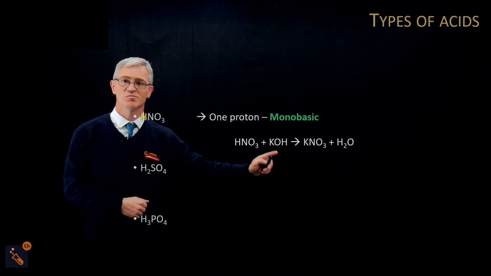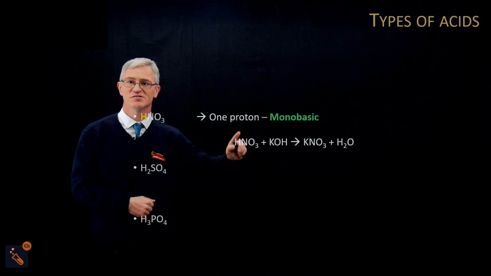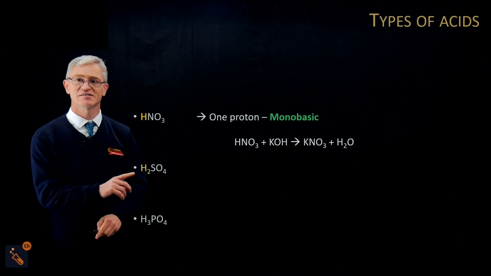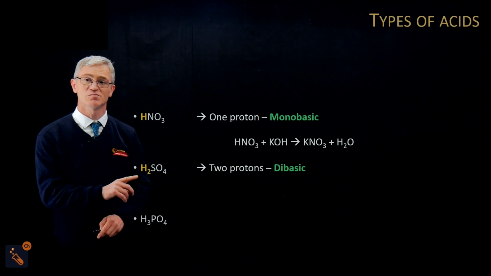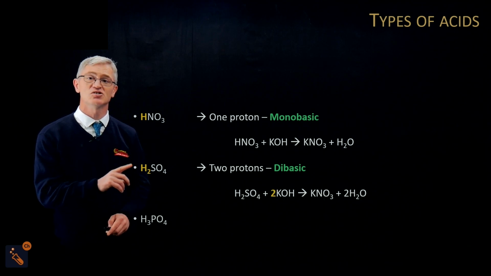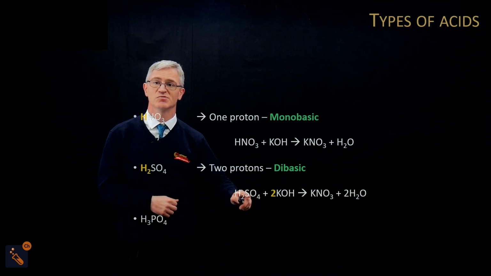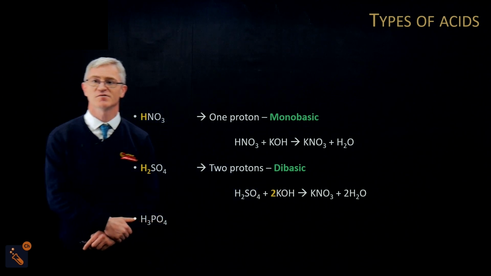Because I need 1 mole of OH minus, the monobasic is referring to how many moles of that base I need to neutralize it, and I need 1. So if you guess here, this has 2 hydrogens, and therefore 2 protons, so it's referred to as dibasic. That means you'll need 2 OHs, or 2 moles of OH, to react with all of those hydrogen ions. Therefore, that's where you get the dibasic from.